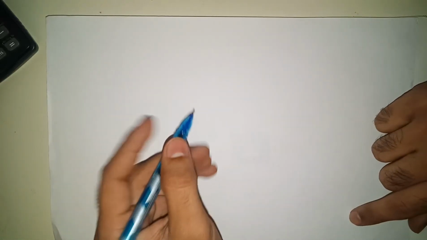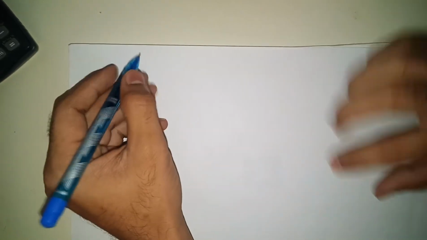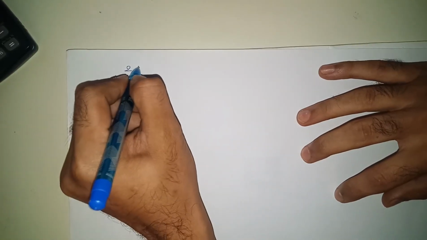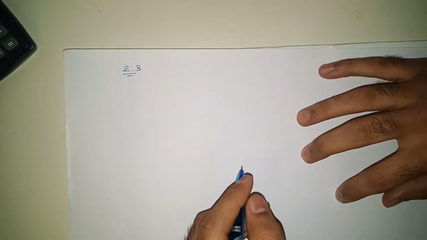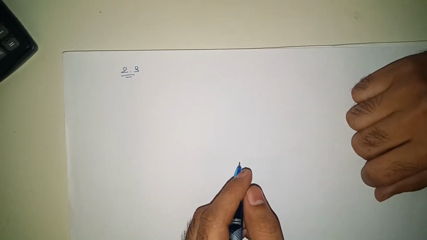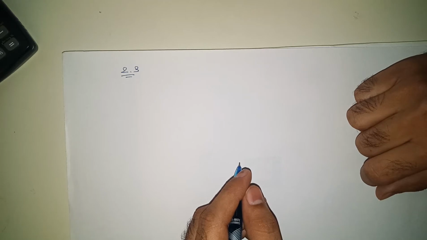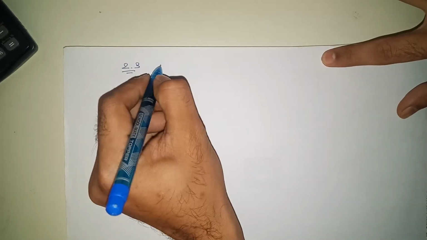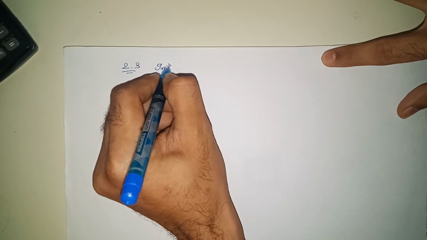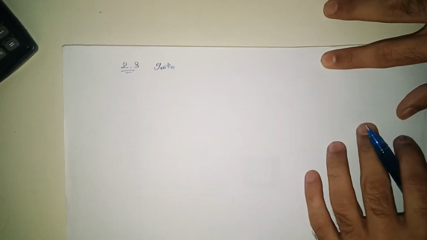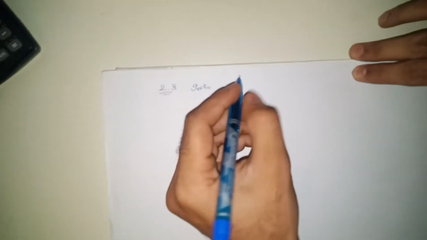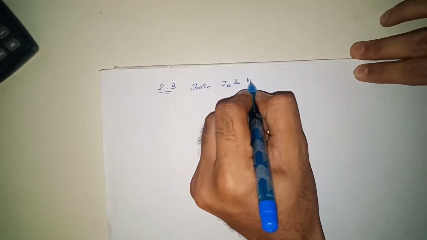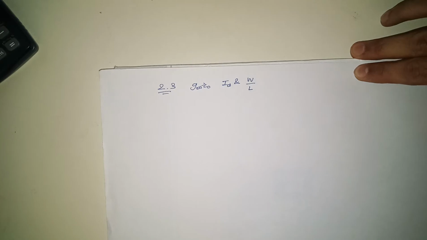Okay, so now we will see the solution of problem number 2.3. We are supposed to get the expression of gm·ro in terms of ID and W over L.